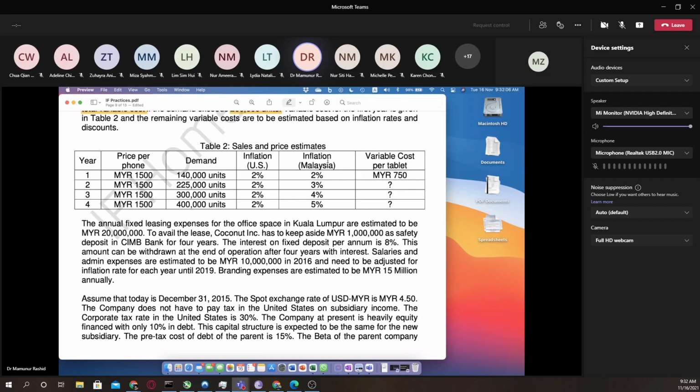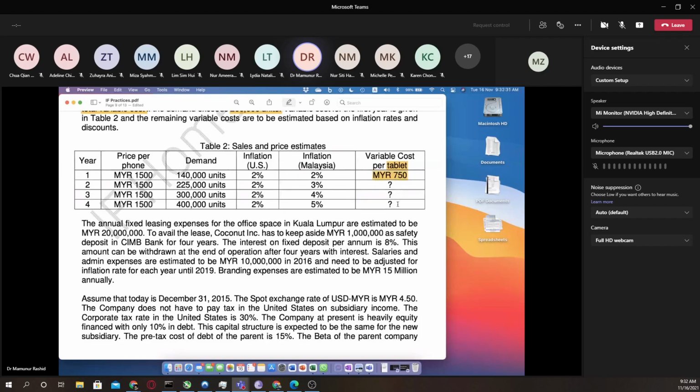The variable cost per tablet. Oh, it's a phone. You see, it's a wrong thing. Variable cost per phone in the first year is the same. There is no discount, so it's 750 ringgit. Second year, third year, fourth year need to be calculated based on the Malaysian inflation rate. So in the second year, 3% increase. In the third year, 4% increase. In the fourth year, 5% increase because of inflation rate.